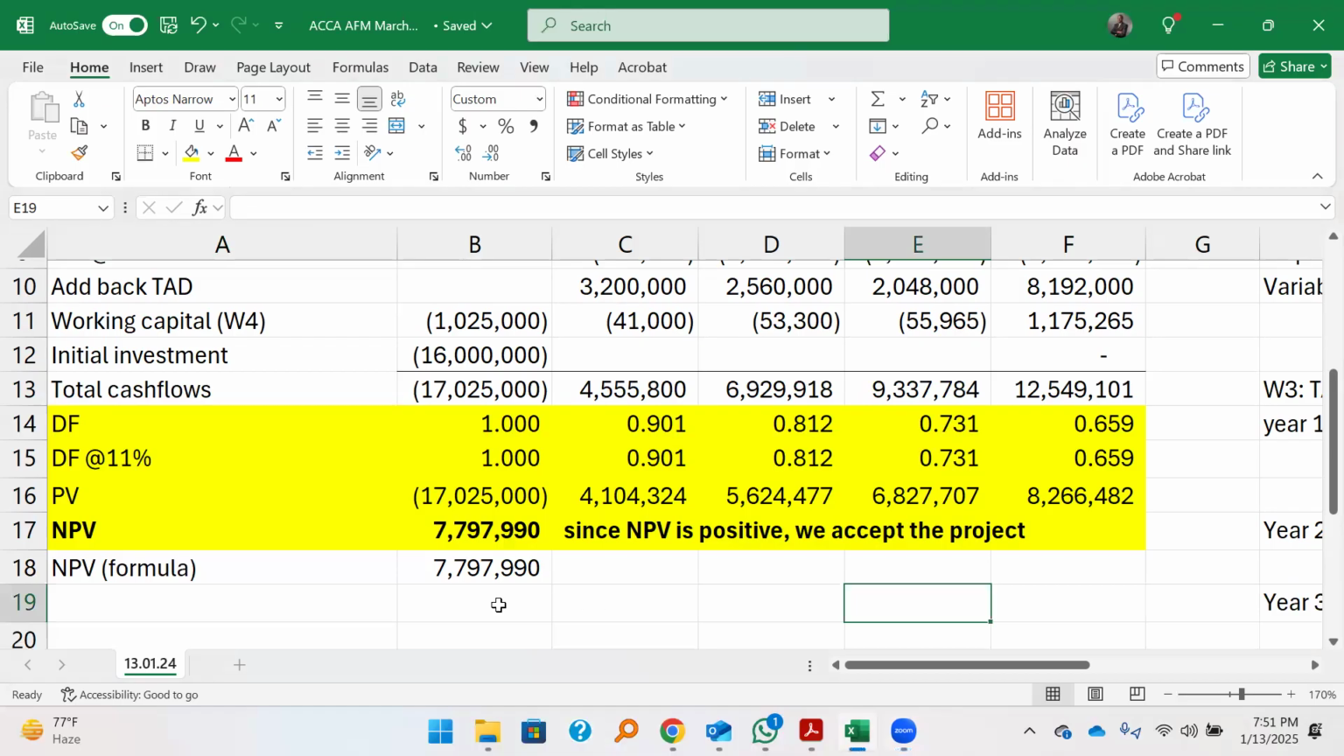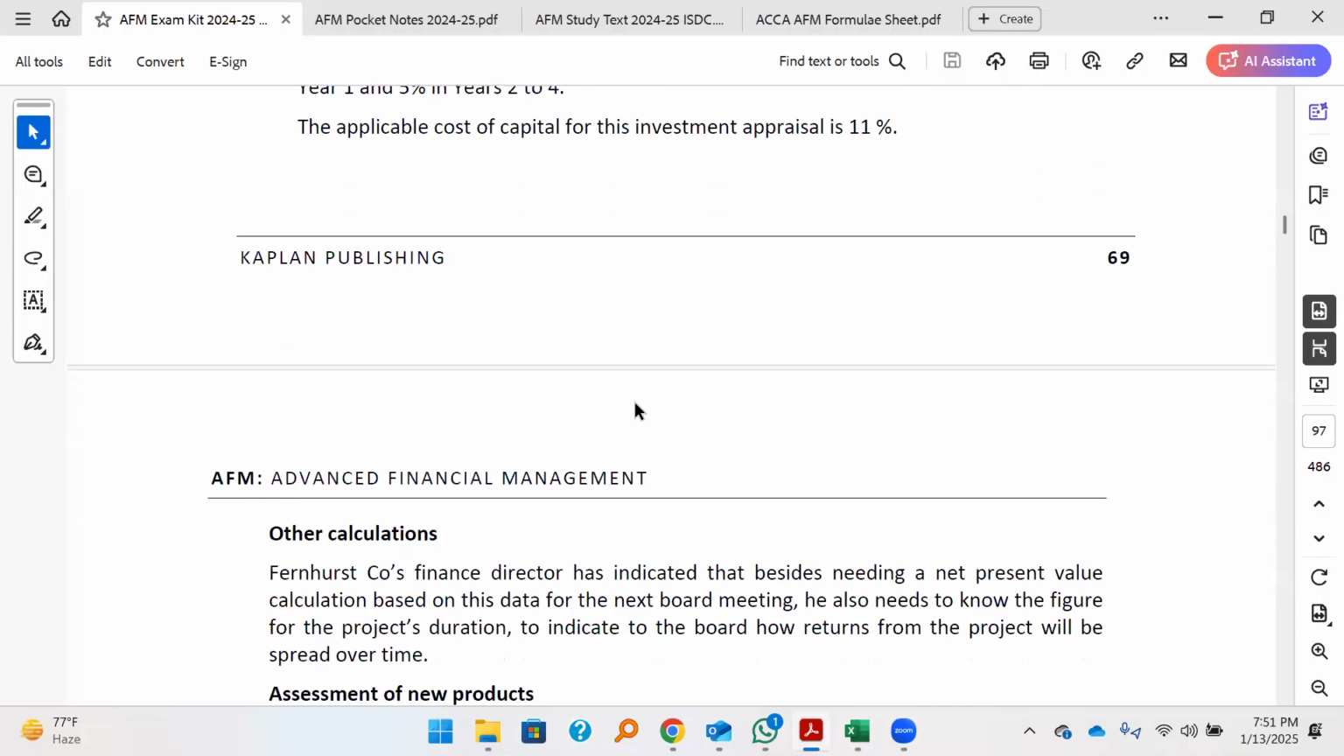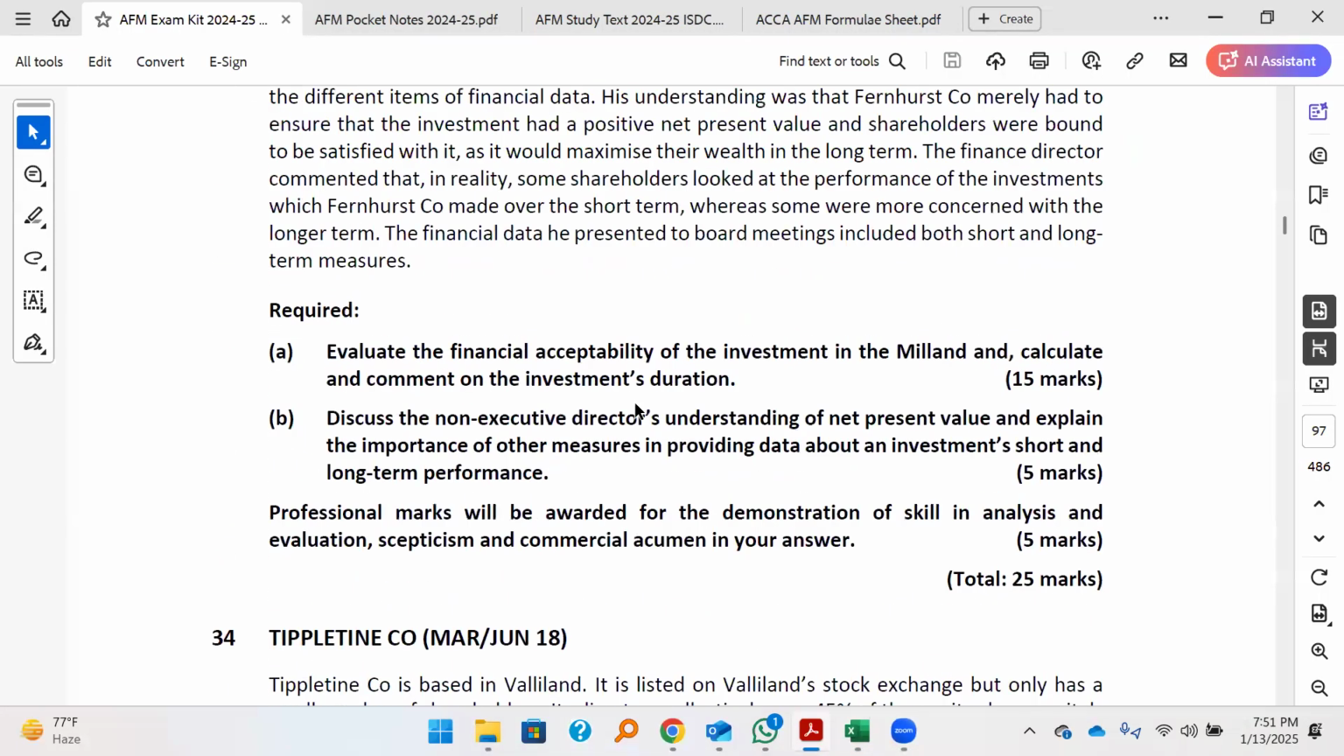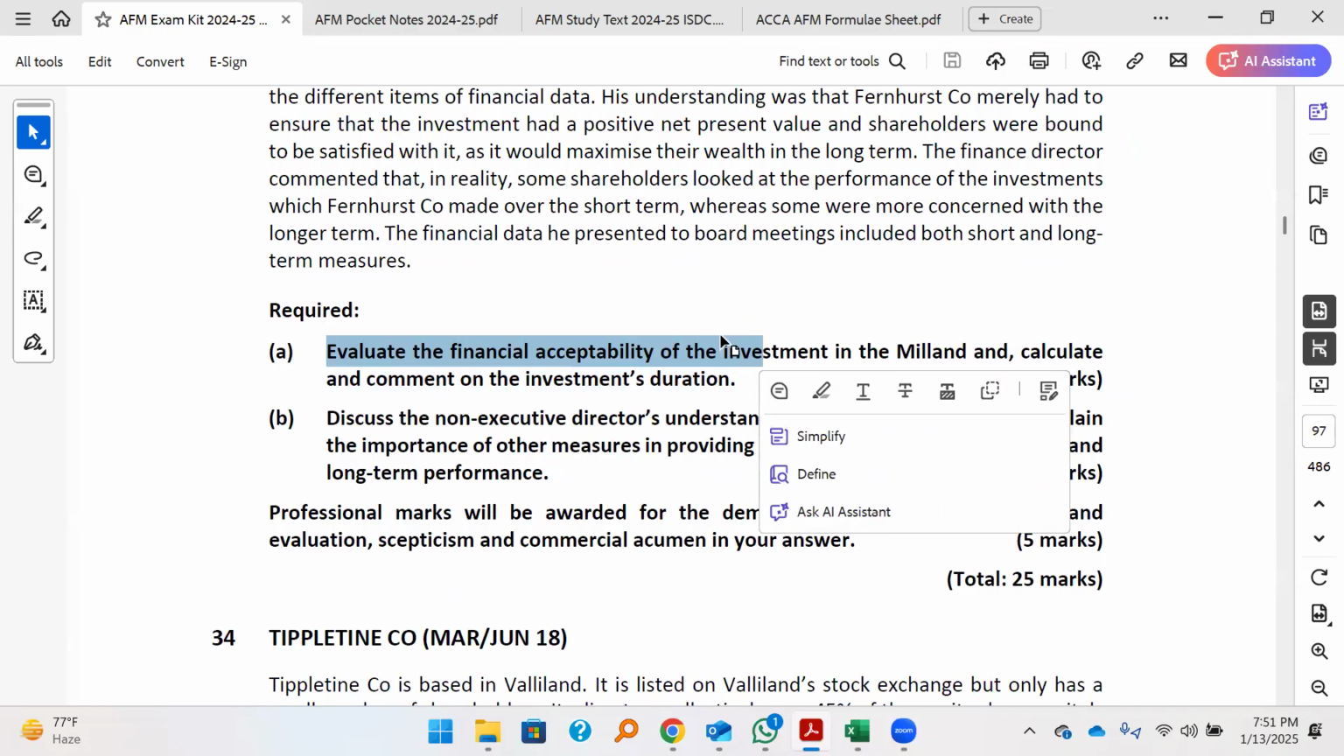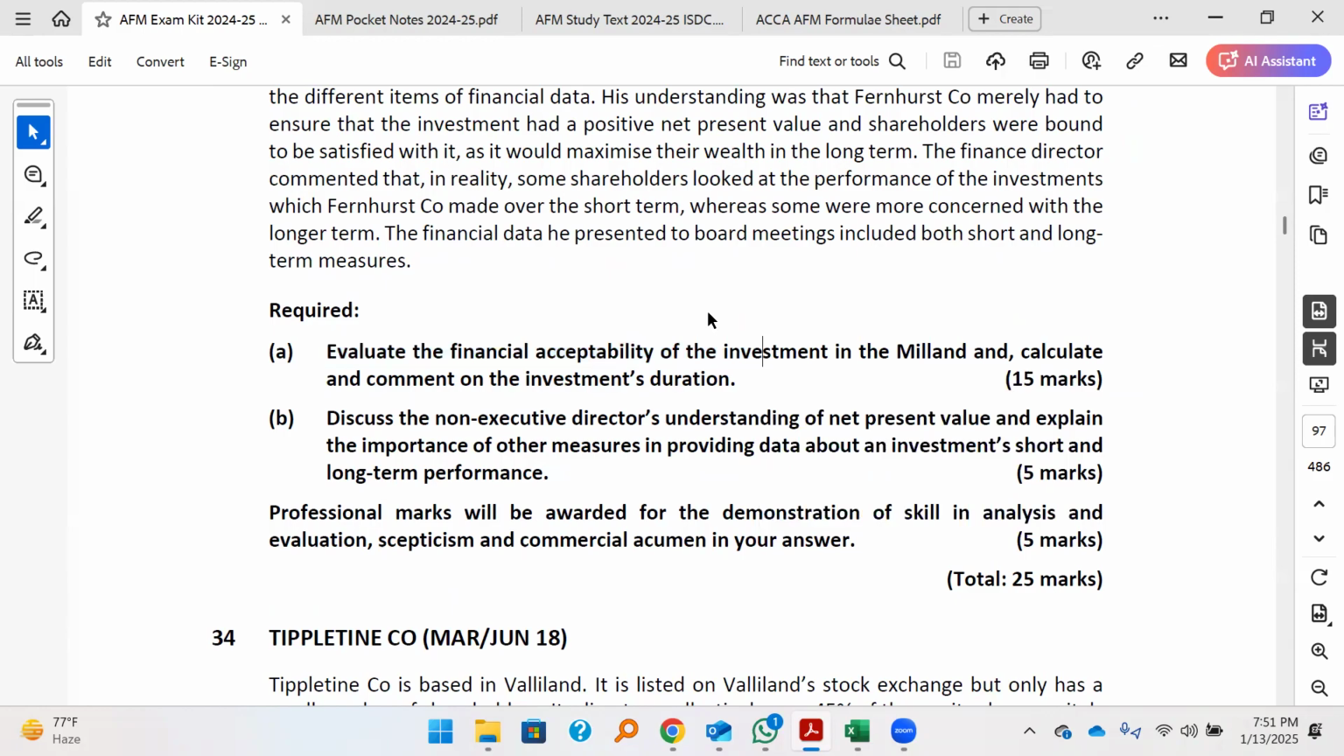Okay. So that is the first part, which was basically asking us to calculate. And it said, evaluate the financial acceptability. So basically, you calculate, but you have to say the project should be accepted, since it is giving us a positive net present value. Now, the second thing of that question was that we need to also calculate the investment duration.